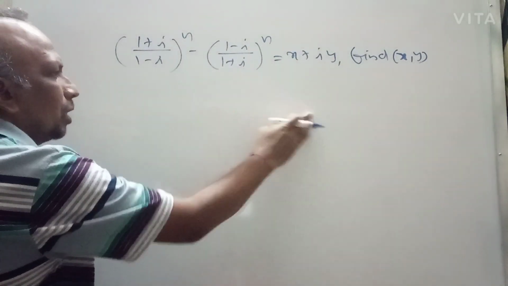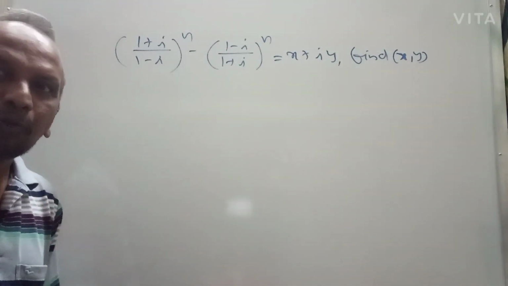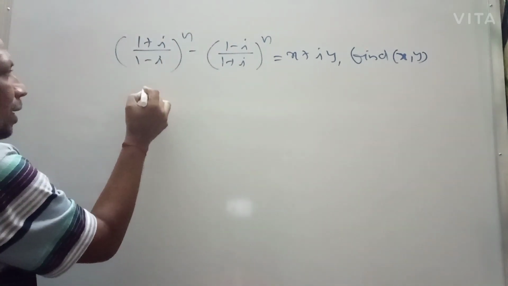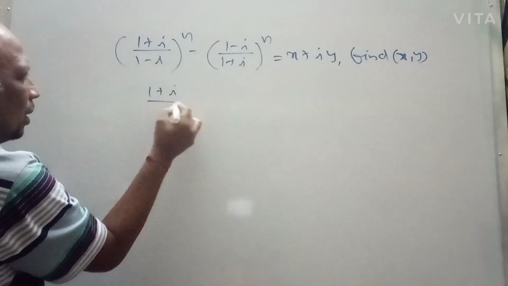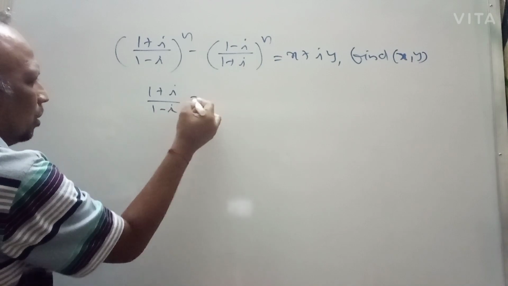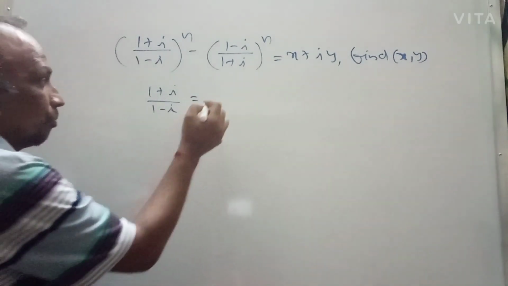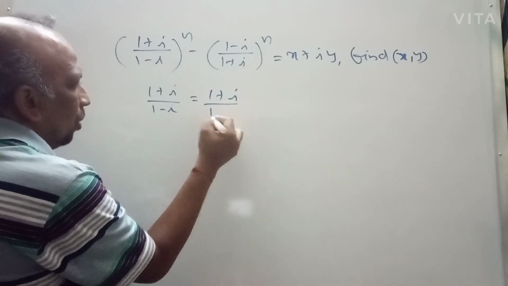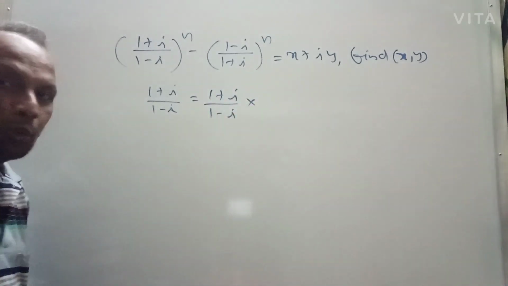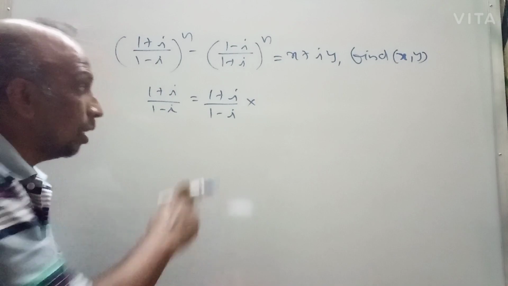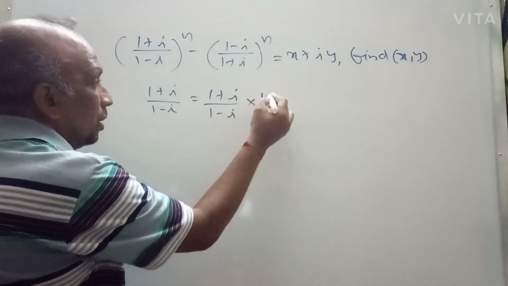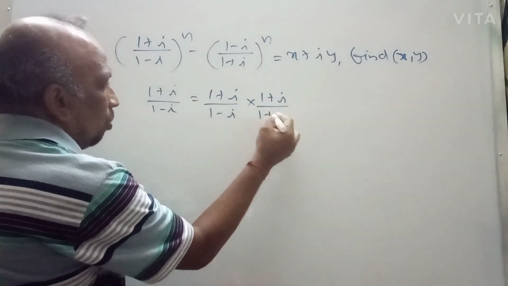So here you can see that this is a simple thing. Before doing this problem, I can take 1 plus i by 1 minus i. You take this and simplify it in the form of a plus ib. So 1 plus i by 1 minus i. You take the rationalizing factor of 1 minus i, I can consider 1 plus i by 1 plus i.